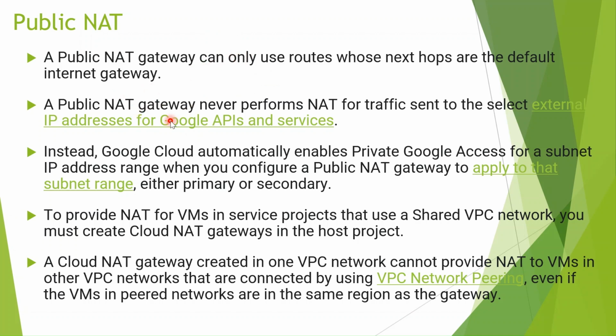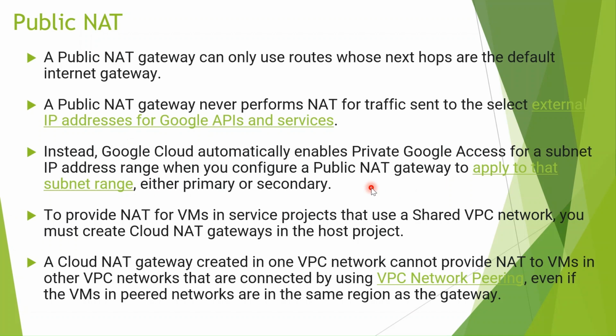A public NAT gateway never performs NAT for traffic sent to external IP addresses of Google APIs and services. You must know that if you want to communicate with GCP services like BigQuery and Cloud Storage, which are basically Google Cloud APIs, then whenever you enable a NAT gateway, it will never perform NAT for that specific traffic. Instead, it will automatically enable Private Google Access for the subnet IP range for which you have enabled that public NAT gateway.